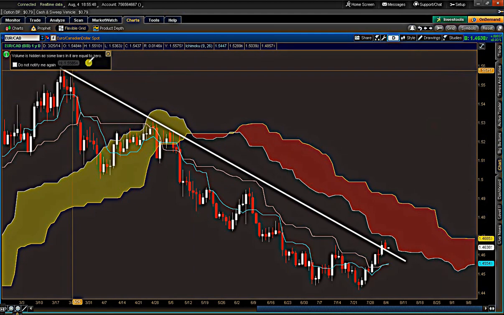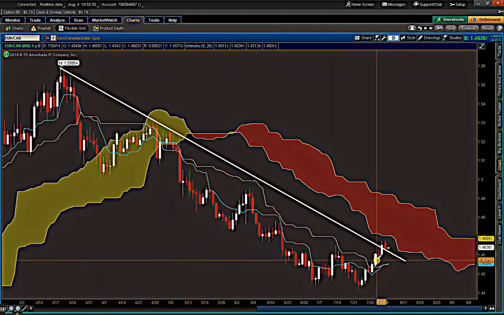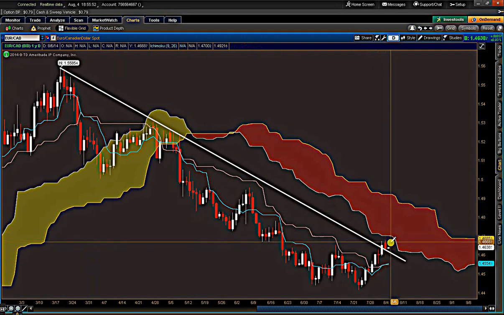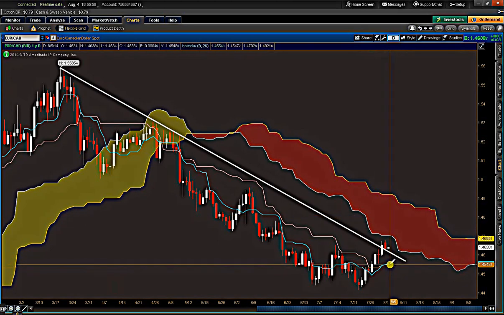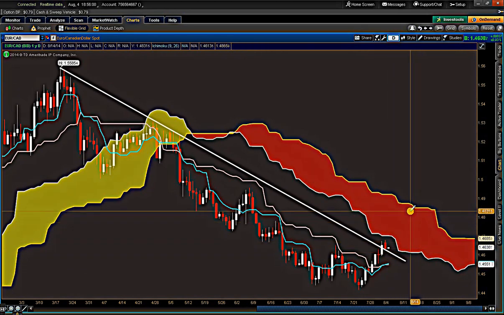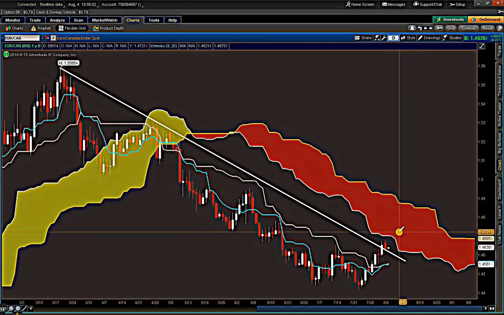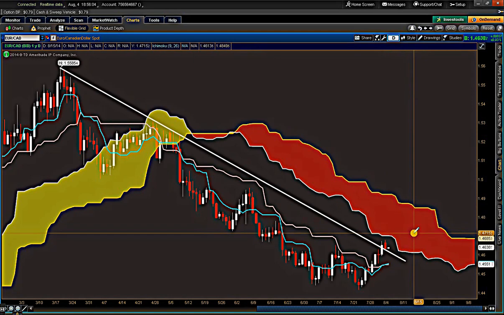I like the setup. We have a descending trend line from the yearly high. We have price breaking above and finding some support at the broken trend line. And we also have a bullish Tenkan Kijun cross. However, what I don't like is this very thick bullish cloud. Now that's just stopping me right now.